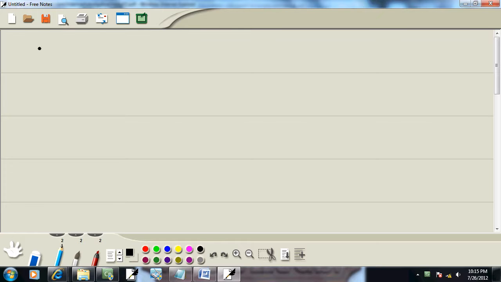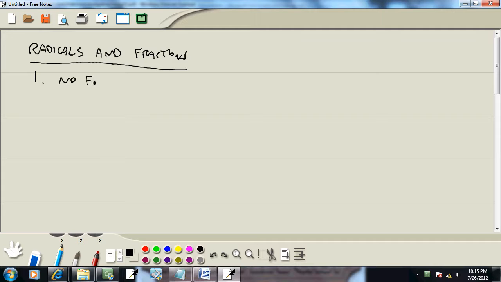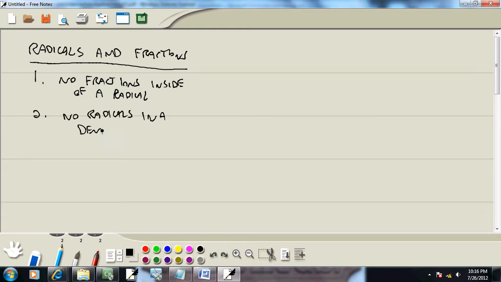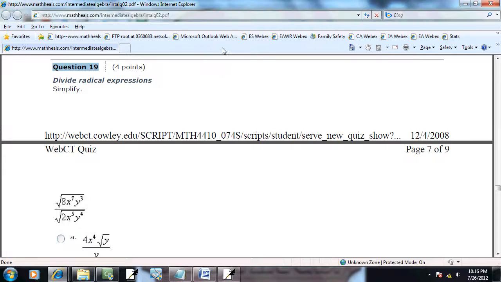Let's talk about radicals and fractions. First thing is there are not to be any fractions inside of a radical. Second thing, no radicals in a denominator.